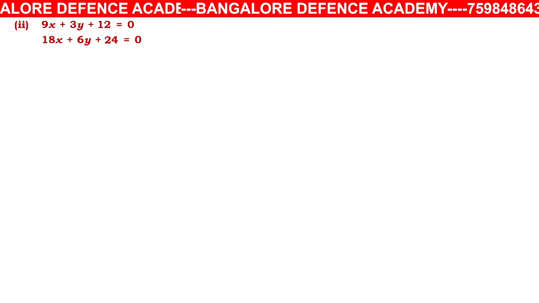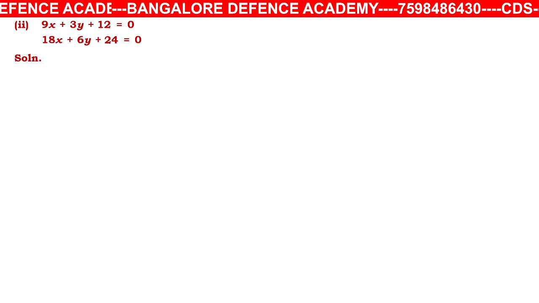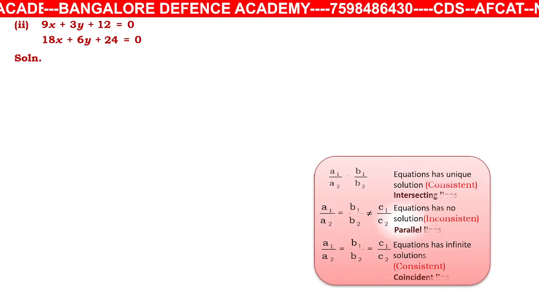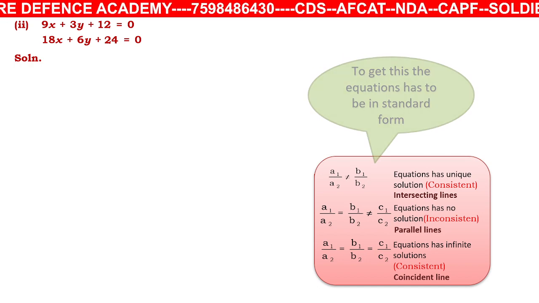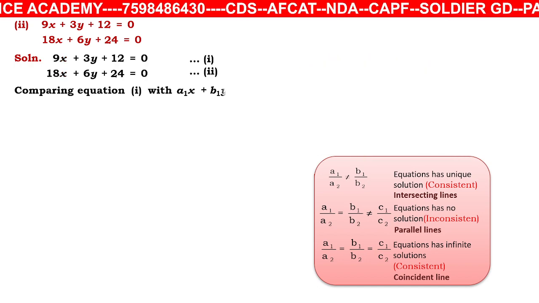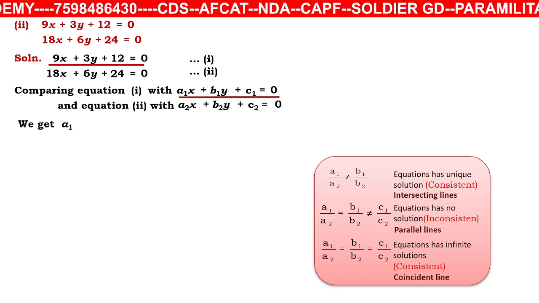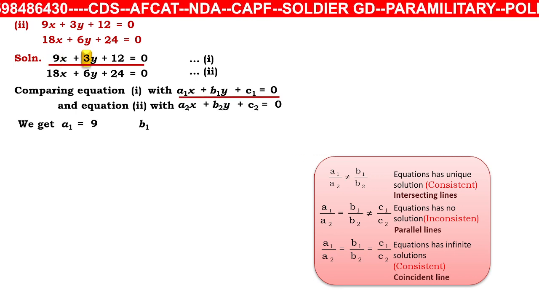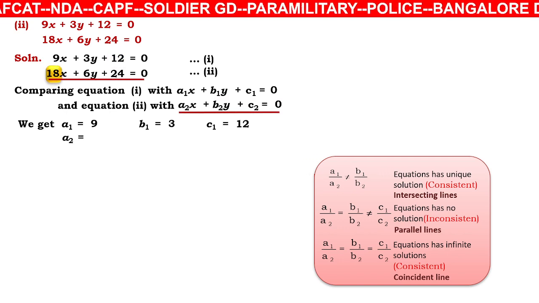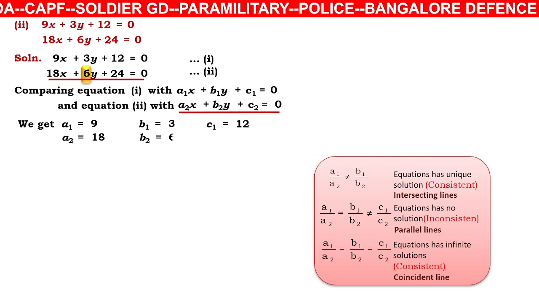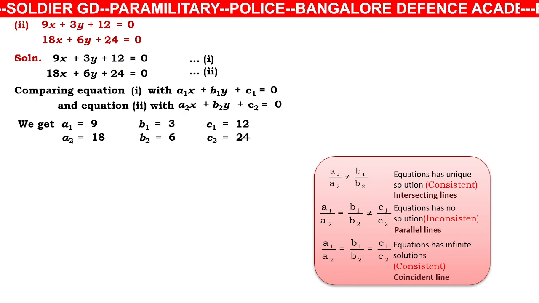9x plus 3y plus 12 is equal to 0. 18x plus 6y plus 24 is equal to 0. So these are the conditions. First, to get these conditions, we have to make it into a1, b1, c1 form. So here you have a1 is equal to 9, b1 is equal to 3, c1 is equal to 12. Then you have a2 is equal to 18, b2 is equal to 6, and c2 is equal to 24.